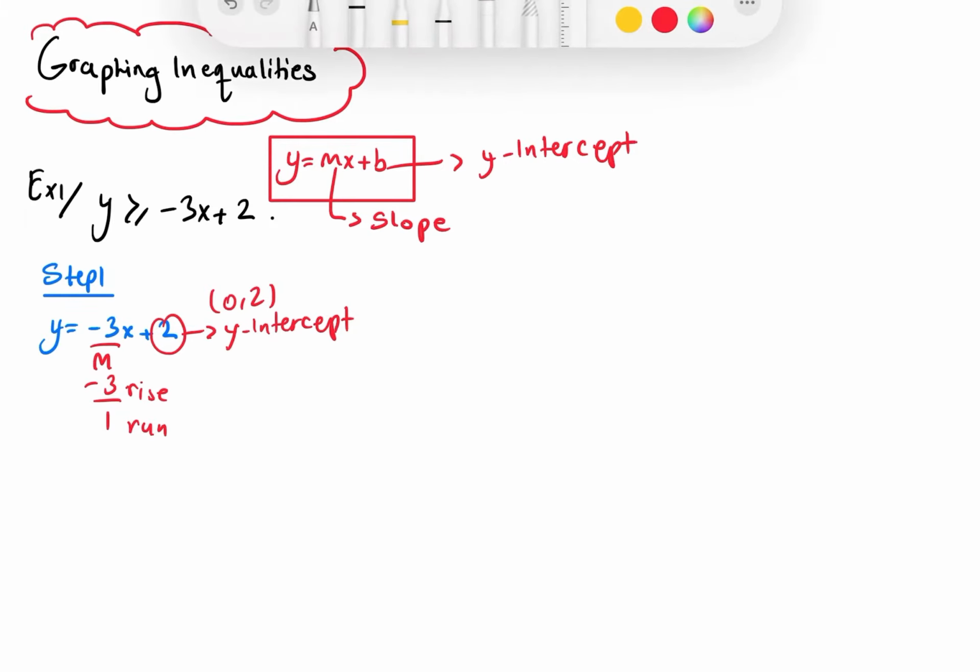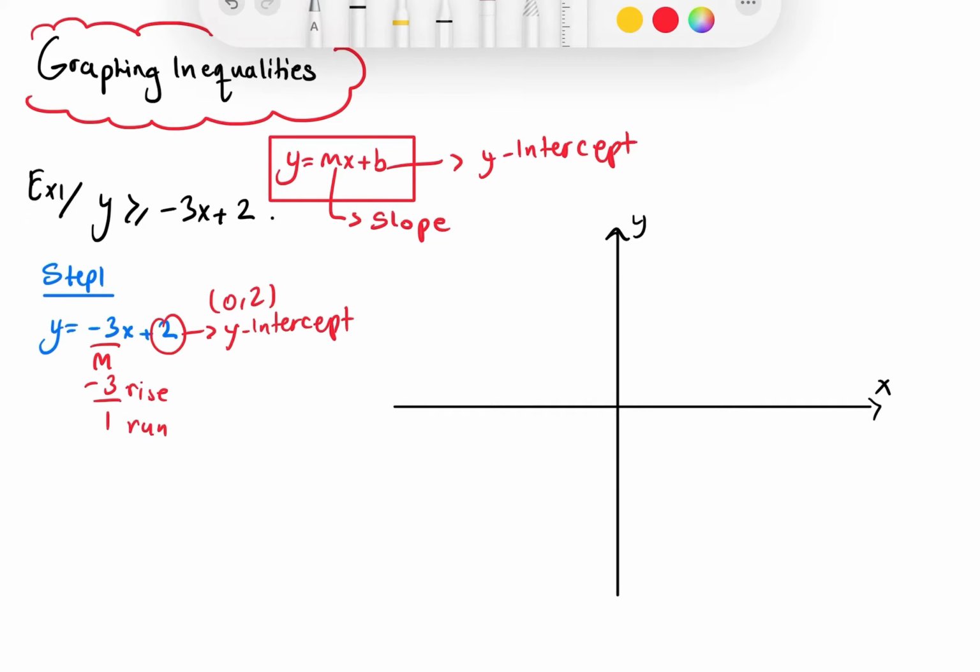All right, the second step is to graph what we just found out. So let's go ahead. This is the y-axis, this is the x-axis. 1, 2, 3, and then 1, 2, 3. Okay, so let's go ahead and do that. First, let's graph our y-intercept, which is right here on this point. This is 0 and 2.